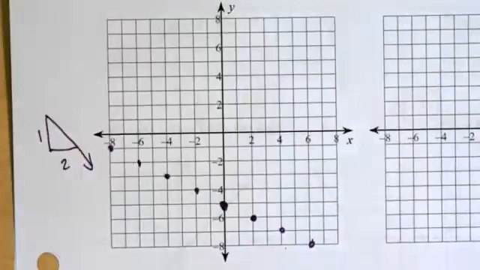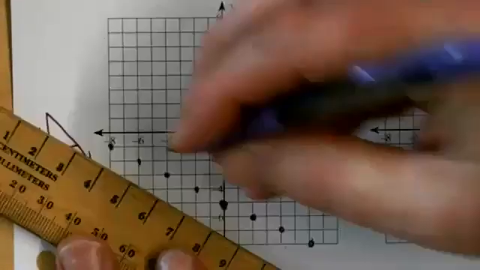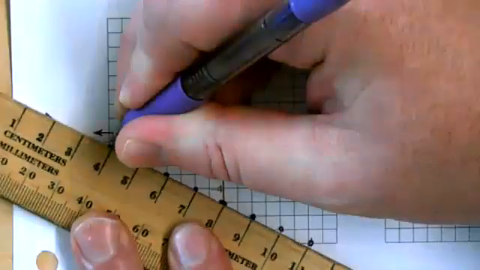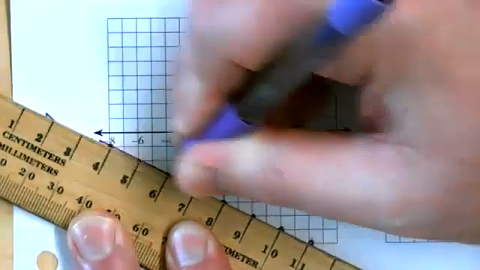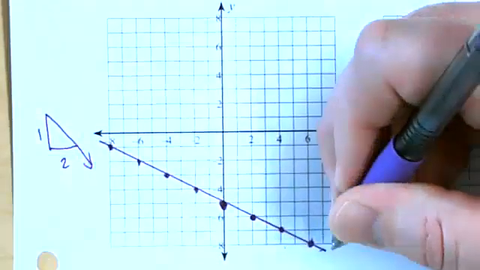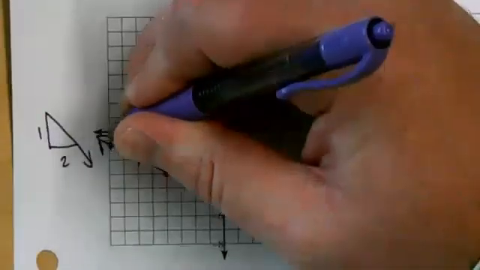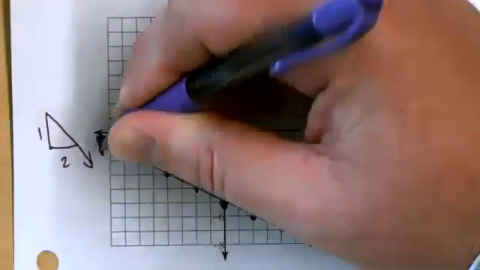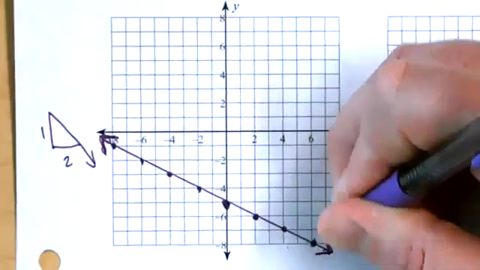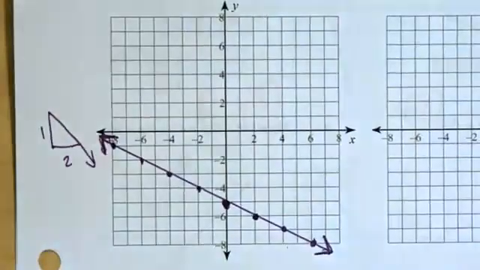And then you can connect them. You can freehand it or use a ruler again. You guys are welcome to the rulers in the back of the room if you like. I will get a little picky about this. I want to see arrowheads at the end of the line because this line would continue going in both directions forever and ever and ever. Make sure you put those arrowheads on there.